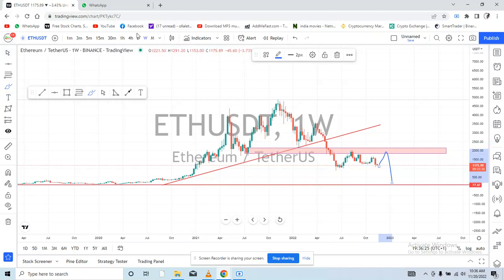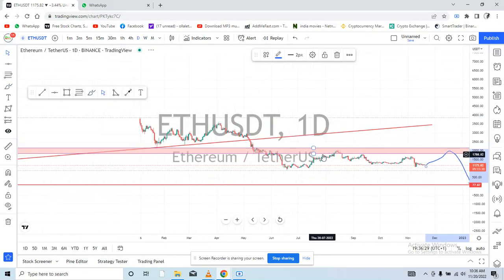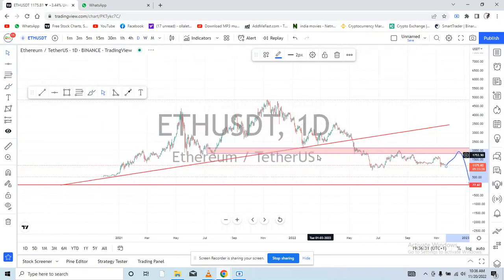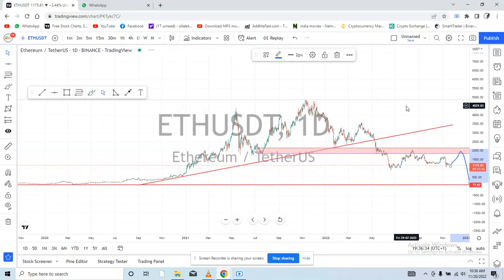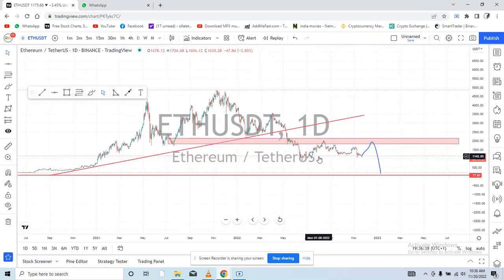Now, let's check what we have on the daily time frame. Let's see how the price reacts. You can see that the price really reacts to what we drew on the daily time frame, which means automatically this coin is coming down to $77.